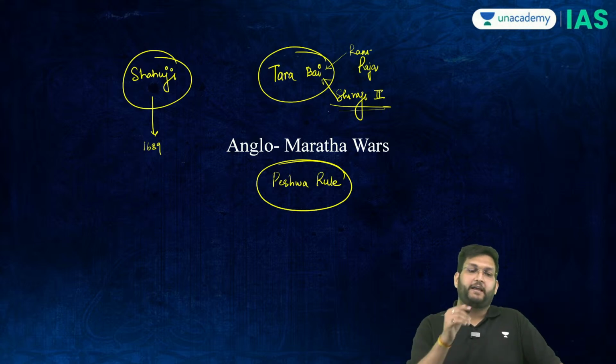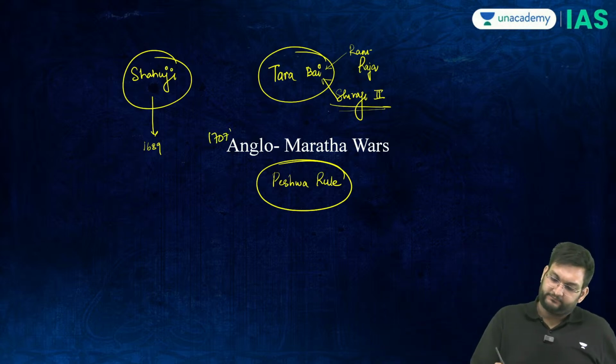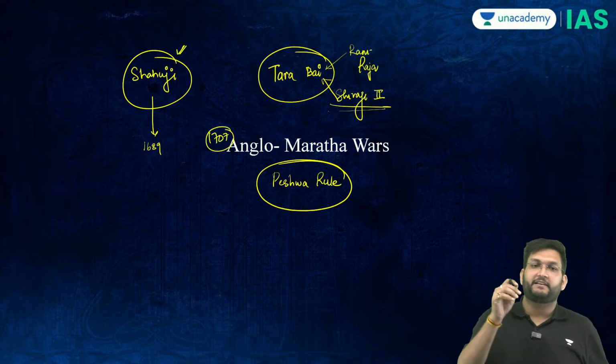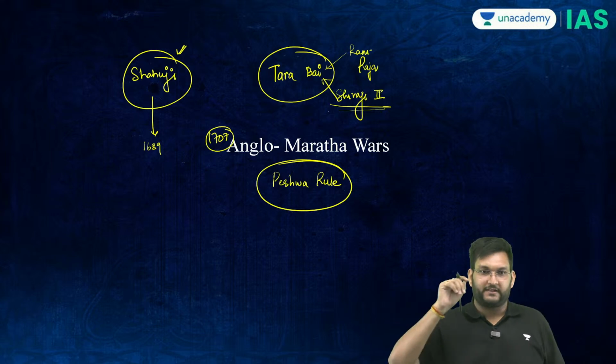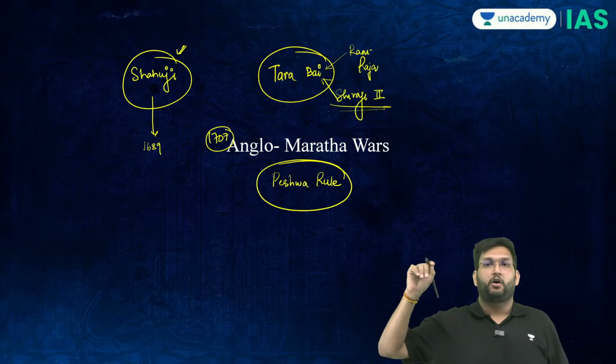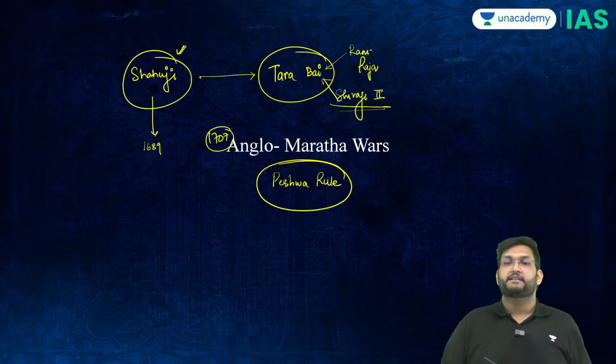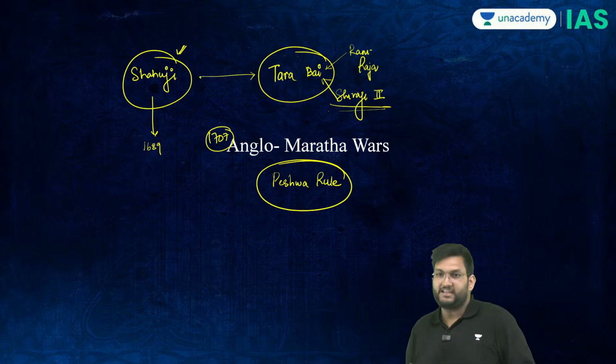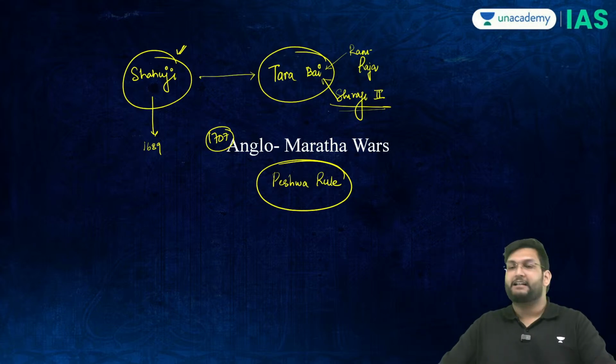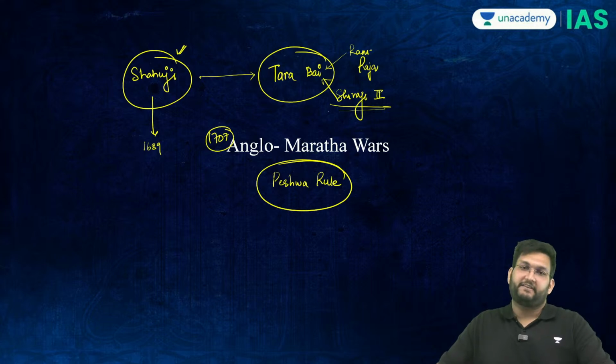Now this is where in 1707, Shahuji will be released after the death of Aurangzeb. And now he challenges Tarabai. The concept is very, very simple. He says that I am the Chhatrapati and I am the rightful Chhatrapati in that regard.